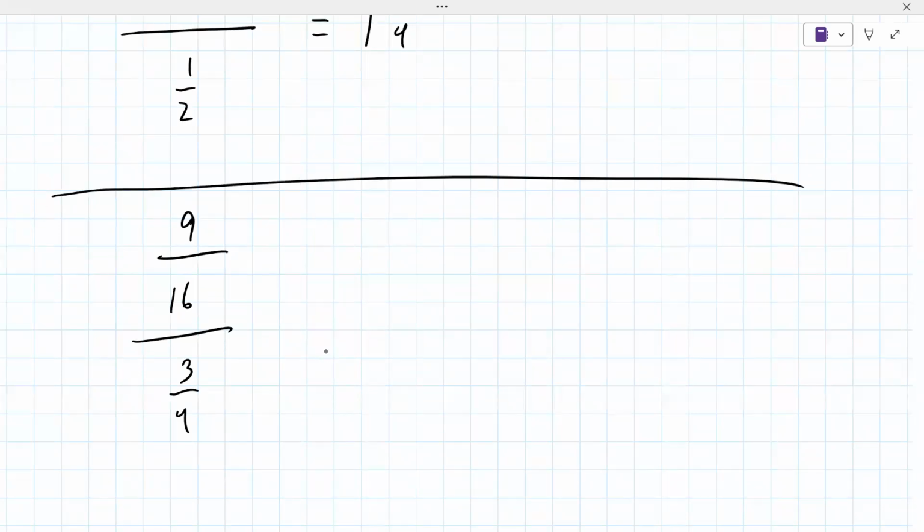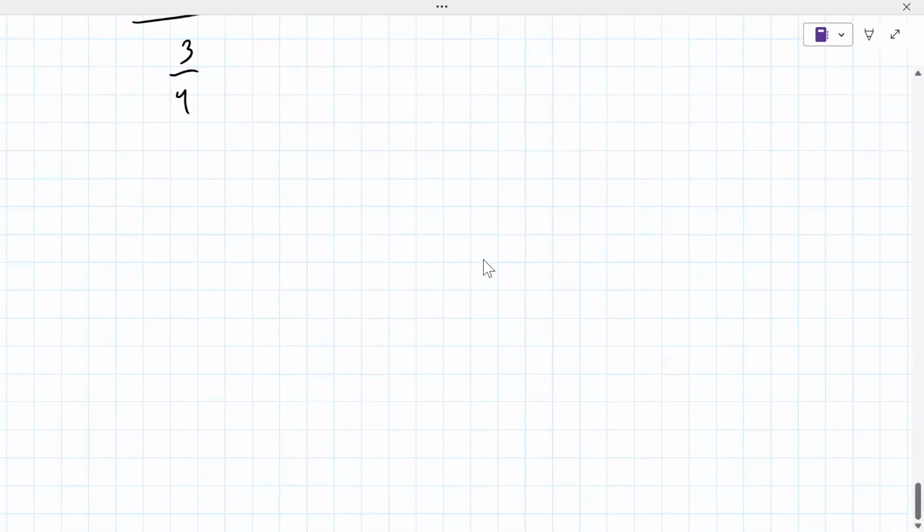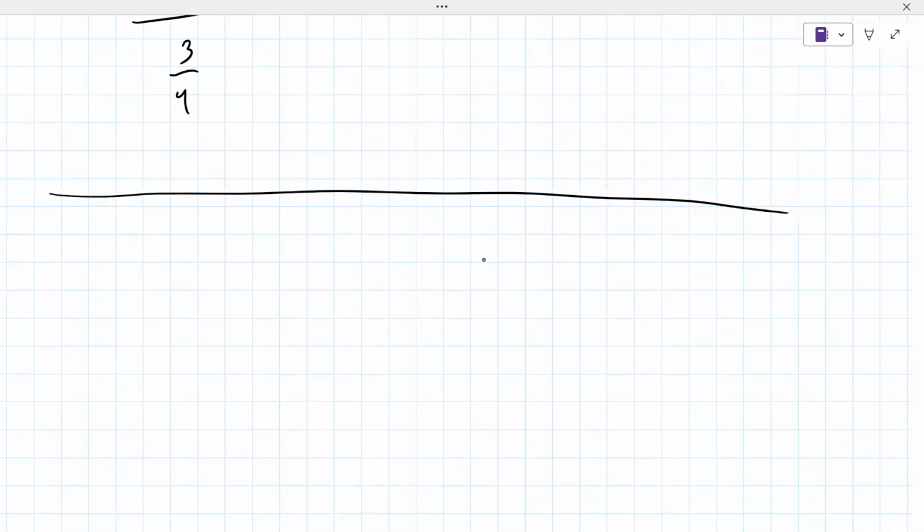This becomes 9/16 times 4/3. Are you multiplying across or are you pre-reducing the fraction? I pre-reduced. Very good. All right, so let's go 3 5/6 times negative 2 and a fourth. This is a multiplication problem. The number inside parentheses is negative.